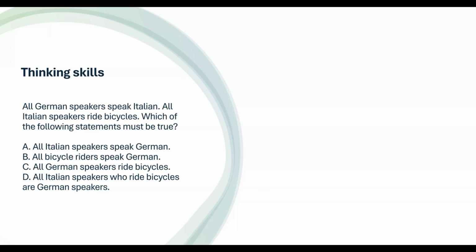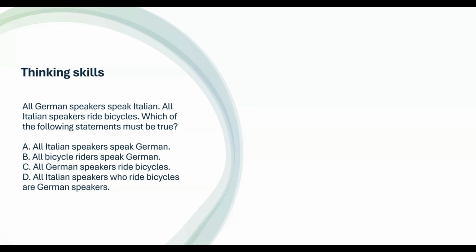All German speakers speak Italian. All Italian speakers ride bicycles. Which of the following statements must be true? And you have the choices. All Italian speakers speak German. All bicycle riders speak German. All German speakers ride bicycles. All Italian speakers who ride bicycles are German speakers. Very confusing.